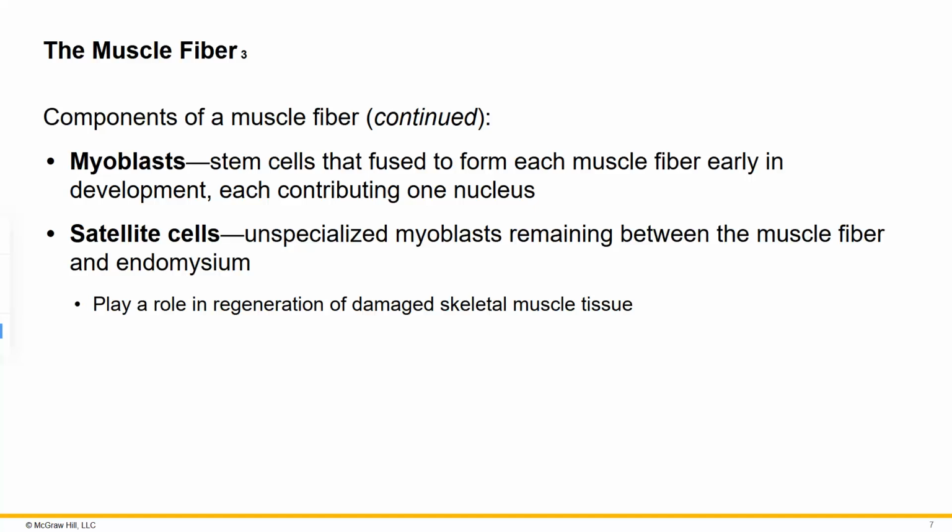Myoblasts are stem cells that fuse together to form each muscle fiber early in development, each contributing one nucleus. Satellite cells are unspecialized myoblasts remaining between the muscle fiber and endomysium. They play a role in regulation of damaged skeletal muscle tissue.